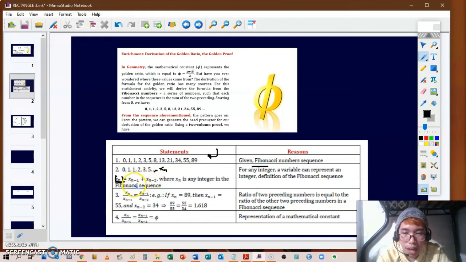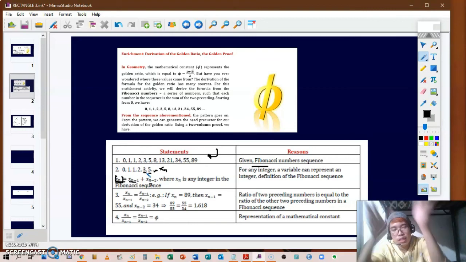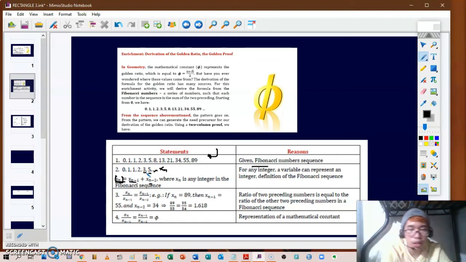It's going to be the sum of x sub n minus 1, which is 5, plus x sub n minus 2, which is 3. So it's the sum of the number before it and the number preceding that one. We have this formula: x sub n is equal to x sub n minus 1 plus x sub n minus 2, for any integer, where a variable can represent an integer. This is the definition of the Fibonacci sequence.